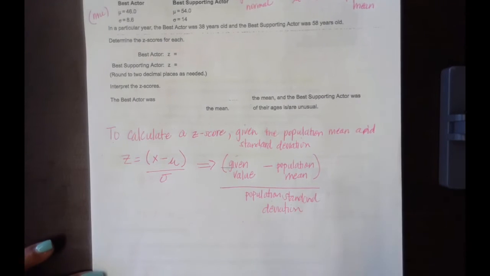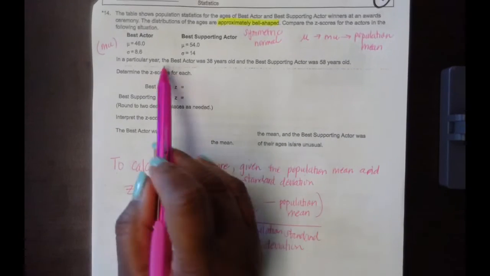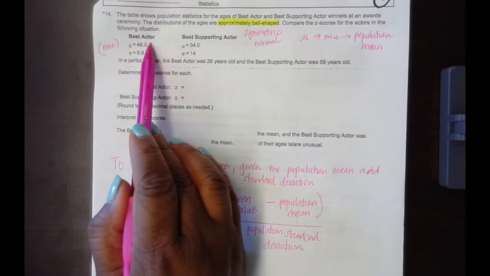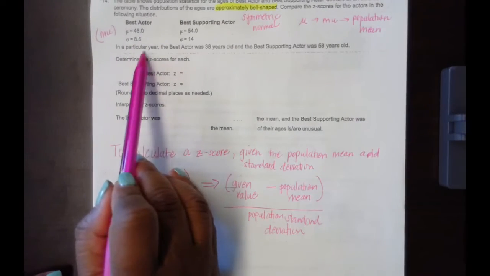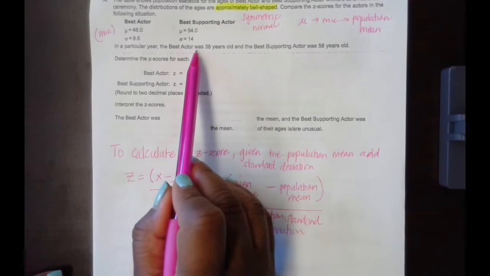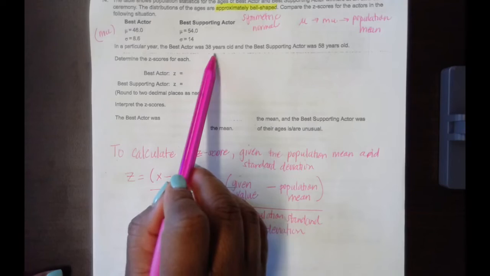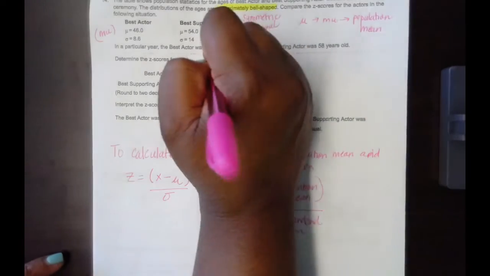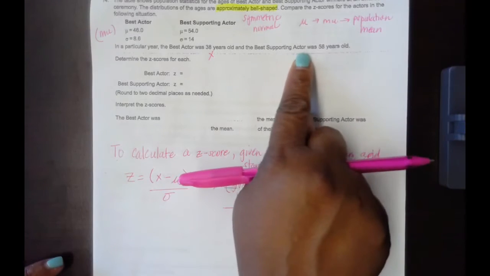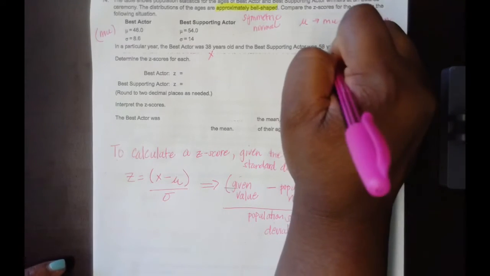Okay, so let's see that happen. So we have a population mean of 46 and a standard deviation of 8.6. It says in a particular year the best actor was 38 years old. That's going to be our X, y'all. That's going to be our given number. And then the best supporting actor was 58 years old. That's going to be our X as well.